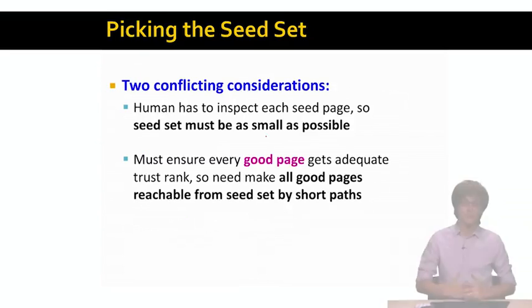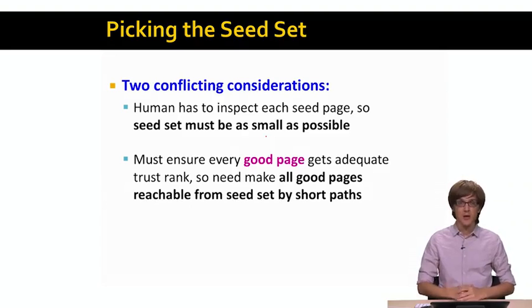Picking a seed set, we have two conflicting considerations. In some sense, we would want to make the seed set as small as possible. Why as small as possible? Because human labeling of web pages as trusted or not is very expensive, so we want to use as little human time as possible. On the other hand, we would like the seed set to be as big as possible because we want to cover all the good pages on the web. So ideally, we would like to put every non-spam page into our seed set. But that would mean the seed set is huge. So the question is, how do we balance these two competing goals?